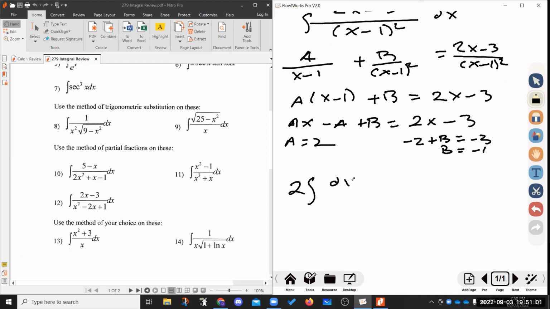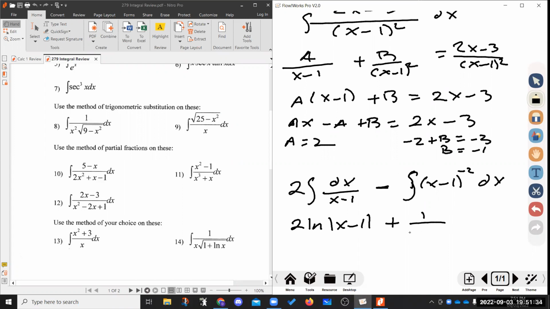Two integral dx over x minus 1 minus 1 integral dx over x minus 1 squared. I'm going to rewrite that as x minus 1 to the -2nd dx because we're going to use the power rule. Don't need that -1 as a coefficient. It's just the subtraction sign. This is 2 ln of x minus 1 minus a negative 1 over x minus 1 plus c.